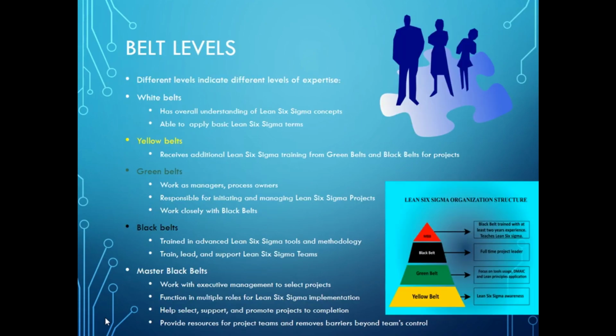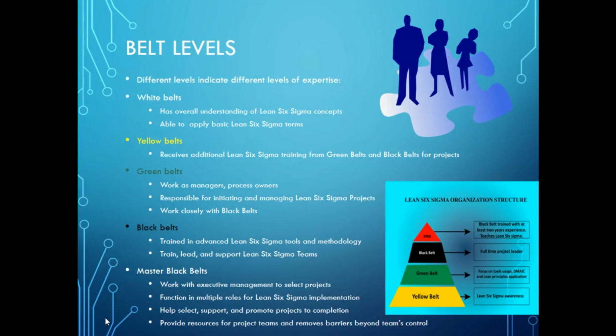So different levels indicate different levels of expertise. Involving people in the improvement process results in active participation, engaged, accountable team members, shared understanding of each person's importance, and developing a sense of ownership and accountability.